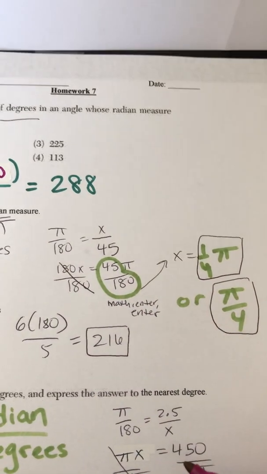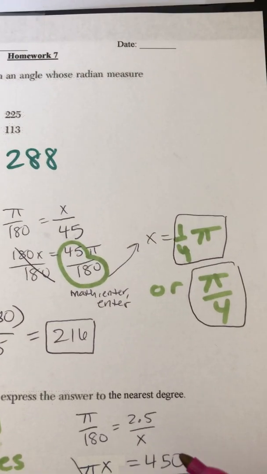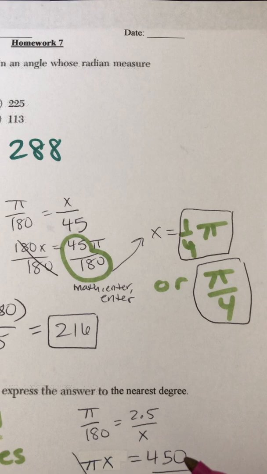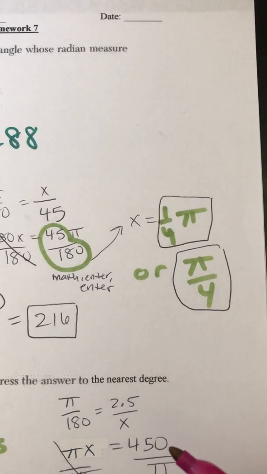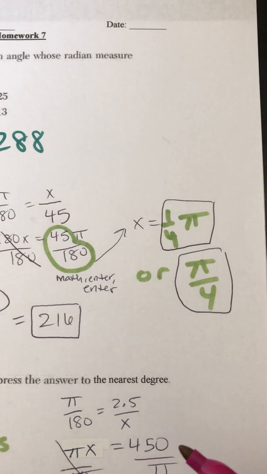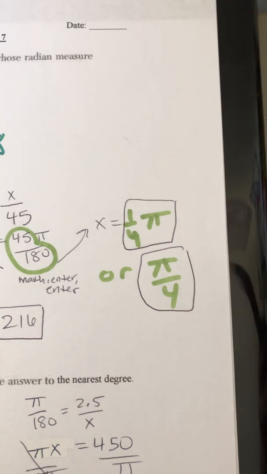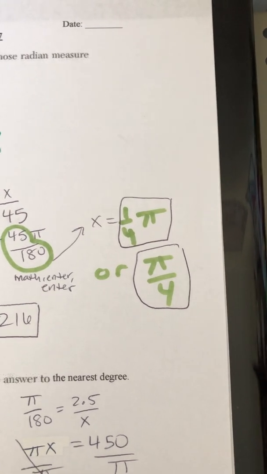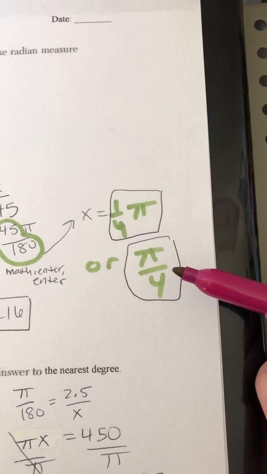When you do 180x equals 45 pi, you're going to divide both sides by 180. The 180s cross out. And now our answer is not supposed to be rounded, so it's going to be exact, or in terms of pi. So we do 45 divided by 180 and change it into a fraction, 1/4. You can call it 1/4 pi, or 1 times pi is pi, so you can call it pi over 4.